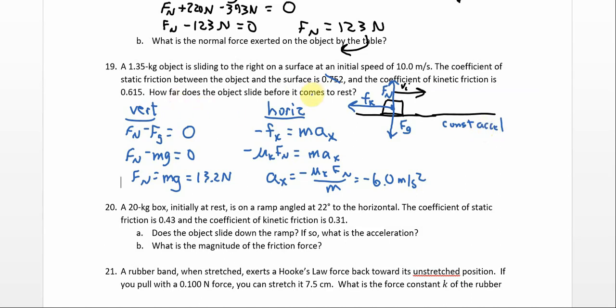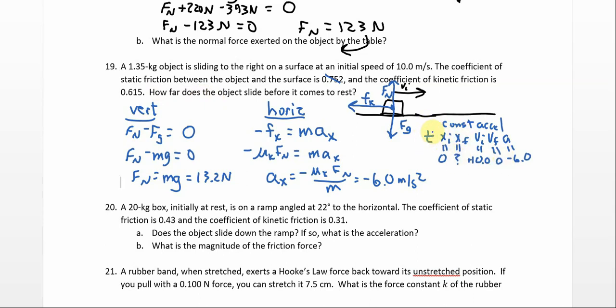I want to know how far it goes before it comes to rest. So I have my acceleration of negative 6.0. I know the initial speed is positive 10.0 meters per second, and my final moment is when it comes to rest, so my final velocity is 0. I am free to choose my initial position as 0, and I want to know how far the object has gone when it gets to a 0 speed, so that my xf is what I'm looking for.